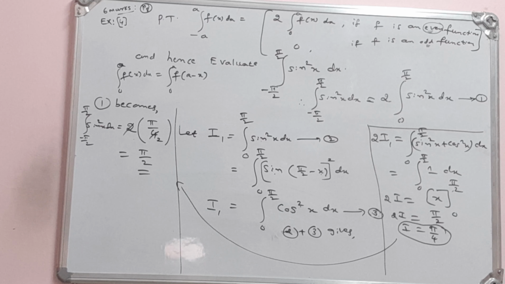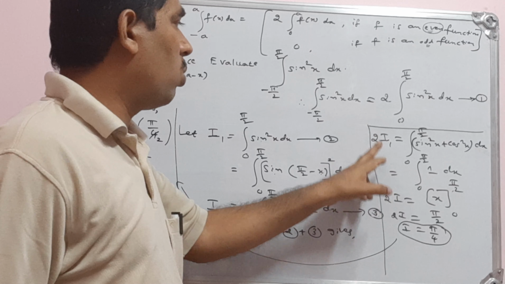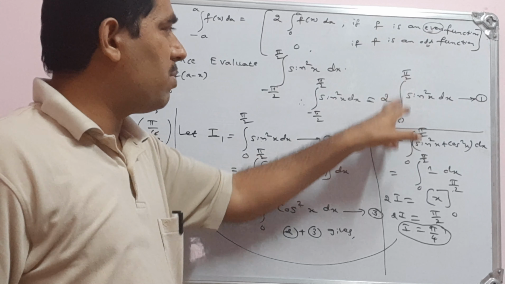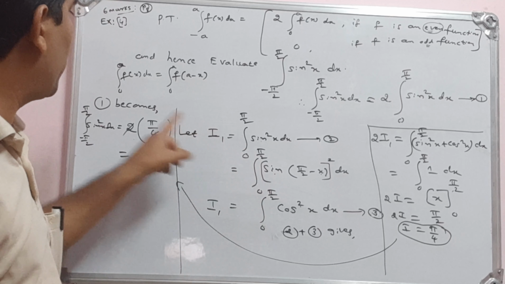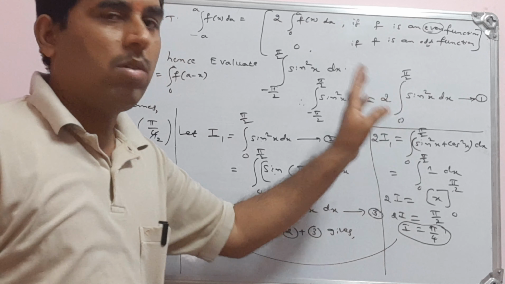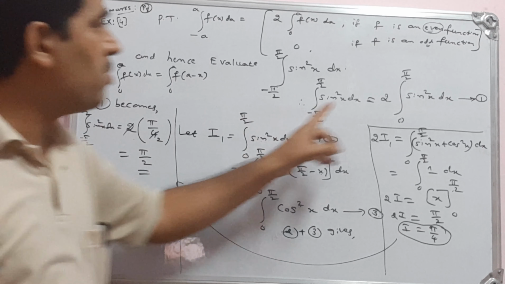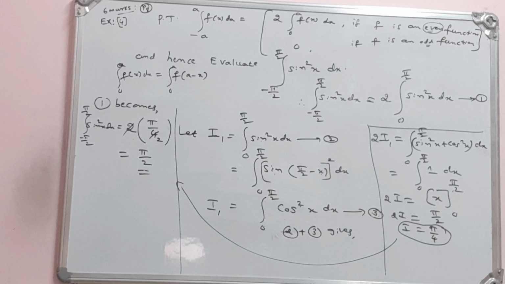Refer to this carefully. First go through the class, understand it, afterwards you can write the solution. So the answer is pi by 2. In this we have applied two properties. One is this property: 2 times 0 to pi by 2 of sin square x. Then you consider 0 to pi by 2 of sin square x and apply another property. Then you follow the procedure and get the answer pi by 4. You substitute that answer here, 2 times pi by 4. So my final answer is pi by 2.